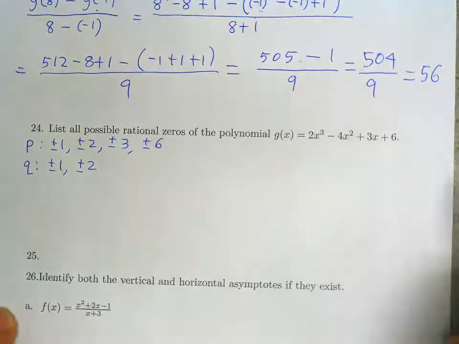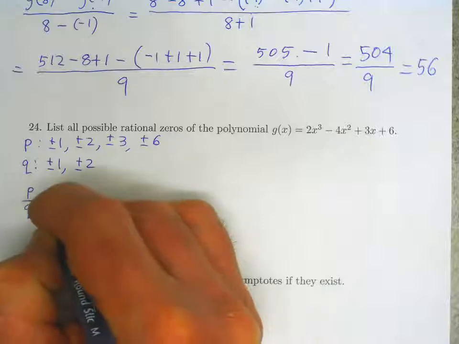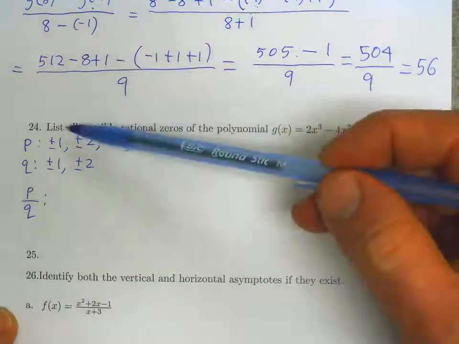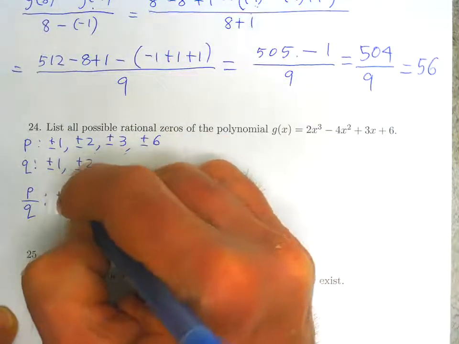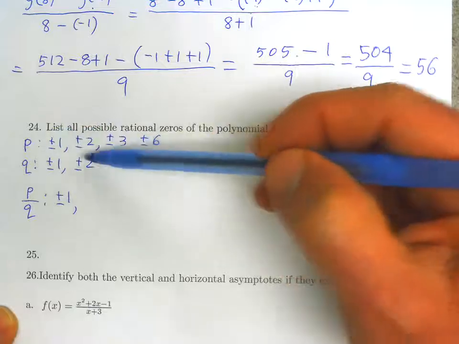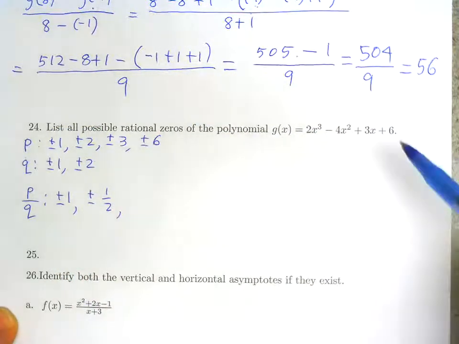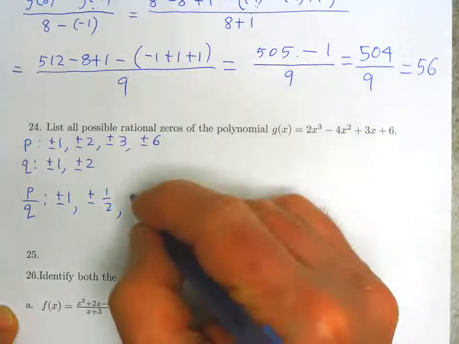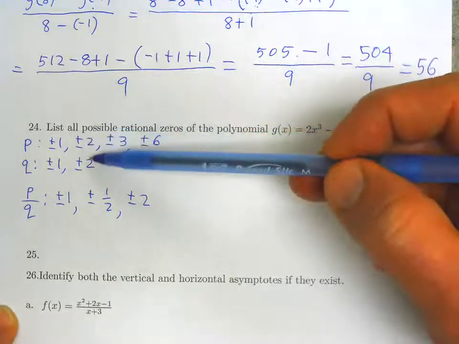So the candidates for rational zeros have the form P over Q. Okay, so P over Q, 1 divided by 1 is 1, so positive and negative 1. 1 divided by 2 is 1/2, so positive and negative 1/2. And then 2 divided by 1, positive and negative 2. 2 divided by 2 is 1.